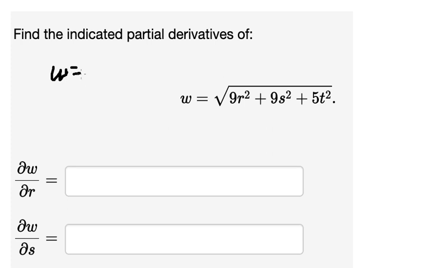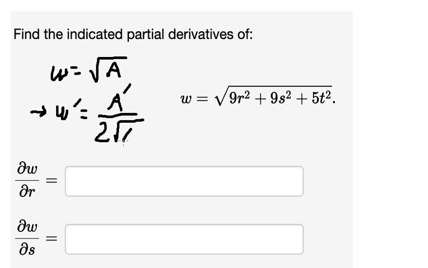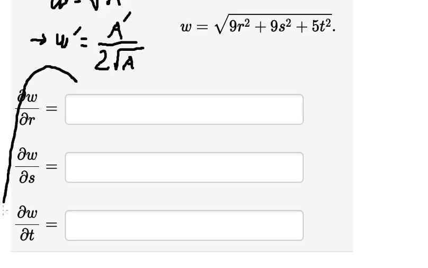For example, we have W equals the square root of capital A. So if we do the first derivative of this one, we need to do the first derivative of A over 2 times the square root of capital A. This is the formula to find the answer of this one in here.